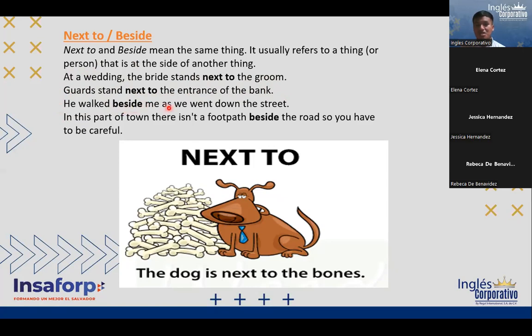He walked beside me as we went down the street. Él caminó junto a mí mientras bajábamos la calle.